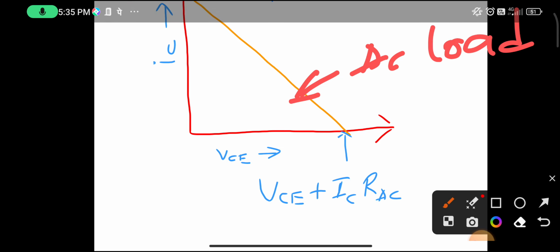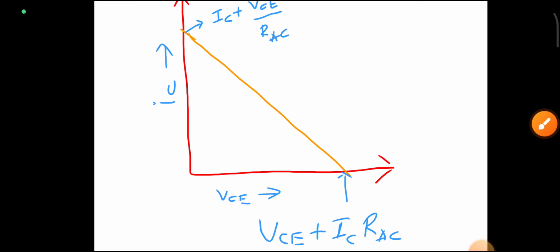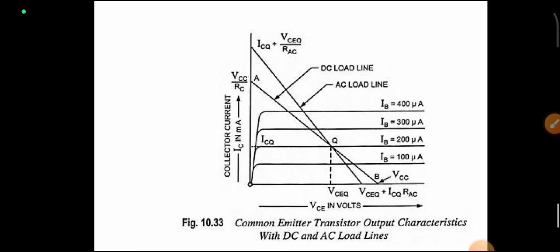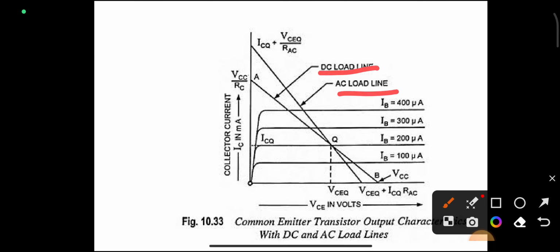I already discussed what a load line is and what the DC load line is. This AC and DC load line tells the variations of IC and VCE in the transistor. Next, this is the graph of the AC and DC load line. Both the AC and DC load lines can be drawn in a single graph. Here this is the DC load line, and this is the AC load line. Both are combined at the Q point, the active point.